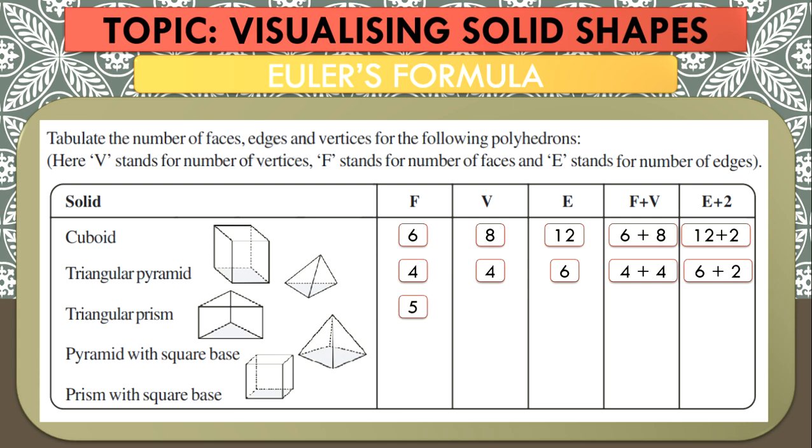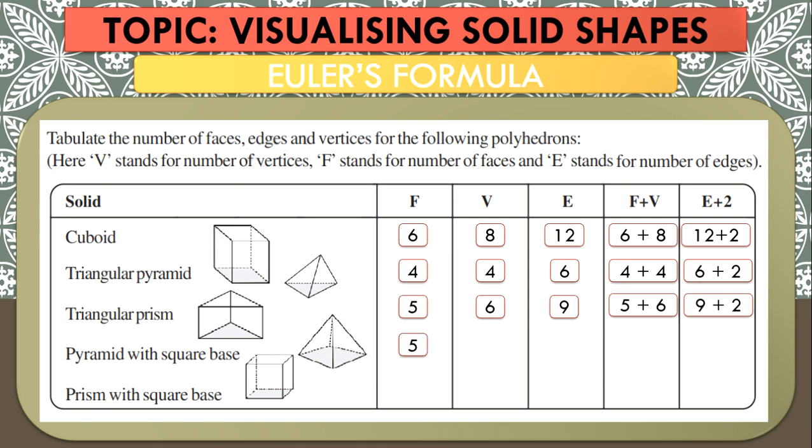Let us see the triangular prism. Number of faces 5, number of vertices 6, number of edges 9. F plus v is 5 plus 6, e plus 2 is 9 plus 2.